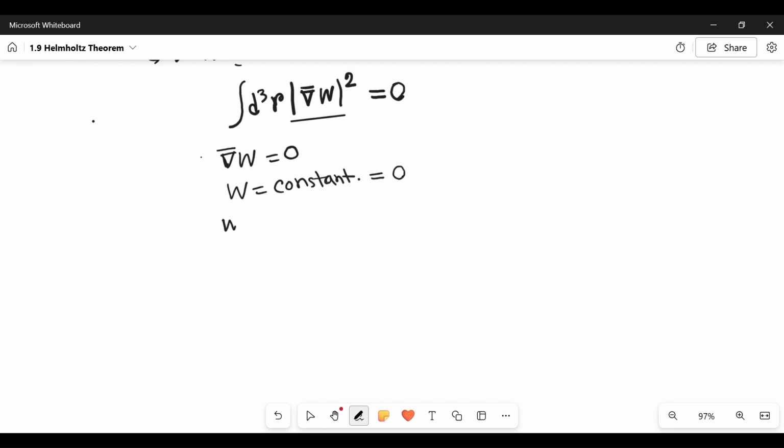Then the vector W is also 0, so C2 minus C1 is 0, so C2 of r equals C1 of r. Now we can say that if we know the divergence and curl of a vector and the vector goes to 0 at infinity, the vector can be determined uniquely from this information.